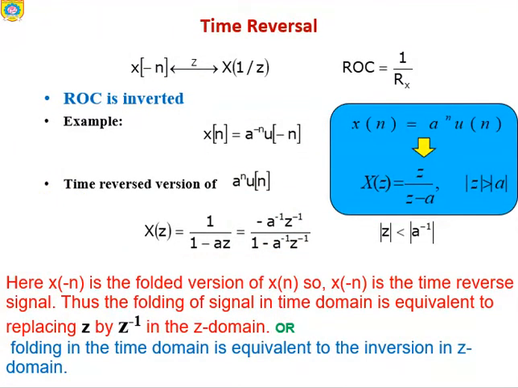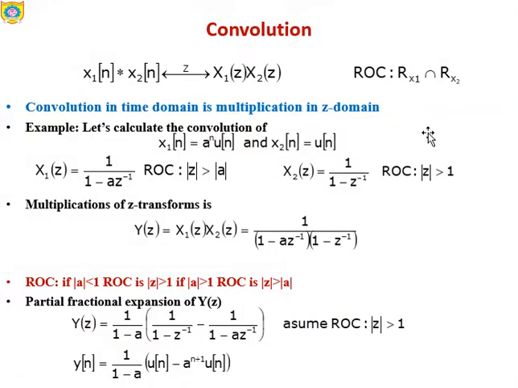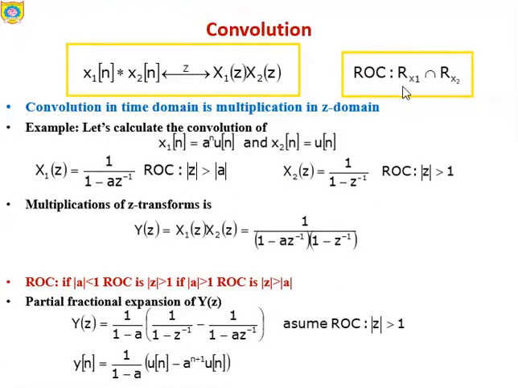Now let's proceed to the next, that is the convolution property. In case of the convolution property, things are quite simple to understand. That is, x1 of n convolved with x2 of n will give the z transform x1 of z into x2 of z. Means the individual z transforms of x1 and x2 will be multiplied for the convolved signal, and the ROC for this case will be the intersection of the ROCs of x1 and x2. So convolution in time domain is multiplication in z domain.